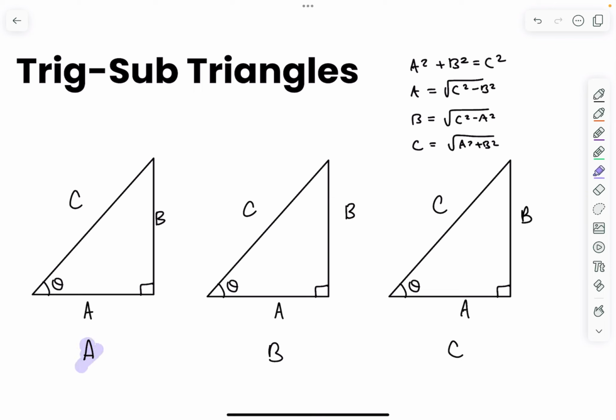Now for triangle A, you're going to take A and you're going to replace it with what it is. If you have triangle B, then you're going to take B and replace it for what it is. If you have triangle C, then you're going to take C and replace it with what it is.